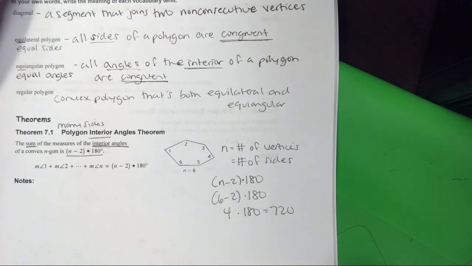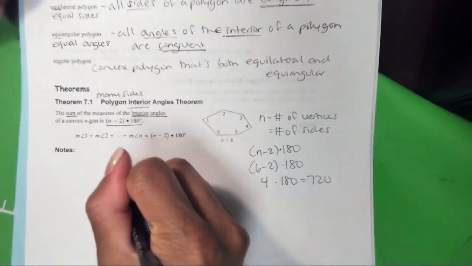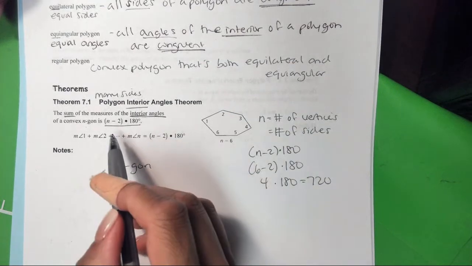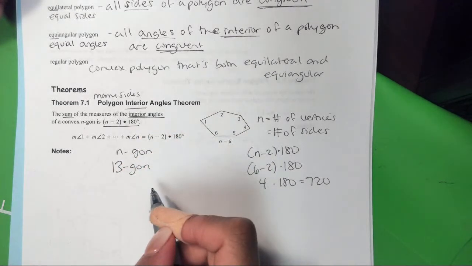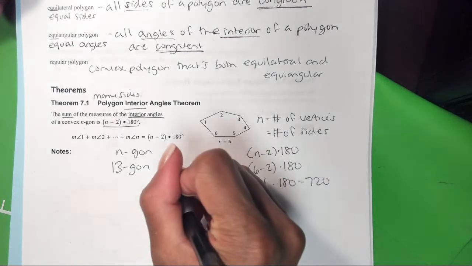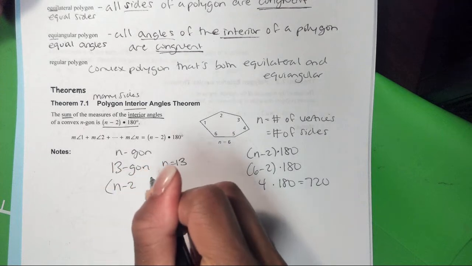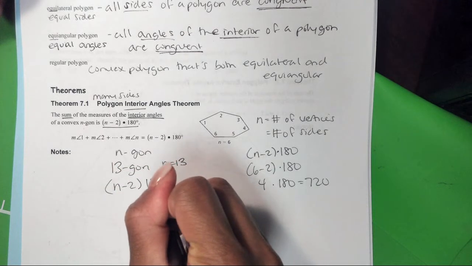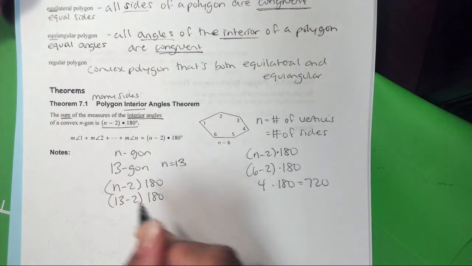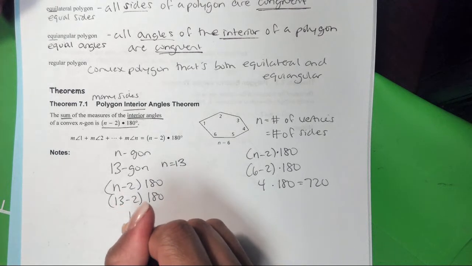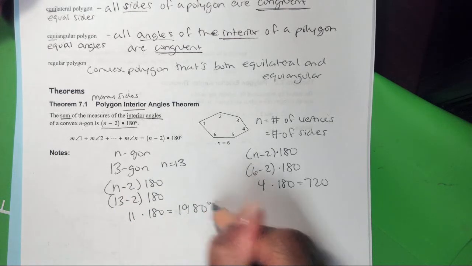So that's one example. I'm going to give you several examples on this one just so it'll be a lot easier to understand. So let's say we had a 13-gon. So we know n-gon, so how many sides does this one have? Or what would n stand for? N would actually be 13. So all we have to do is plug it in to our interior angles theorem formula. So n is 13, so 13 minus 2 times 180, and this equals 11 times 180, and so I get 1,980 degrees.